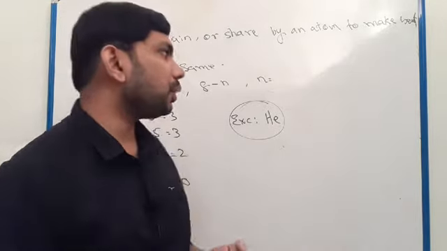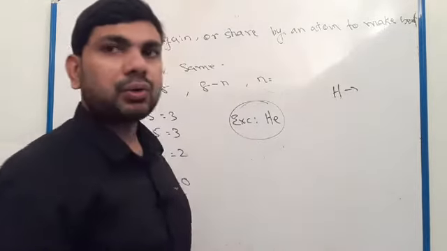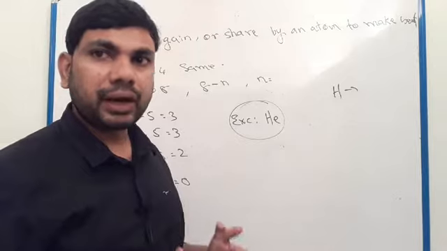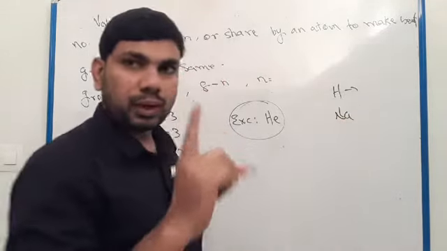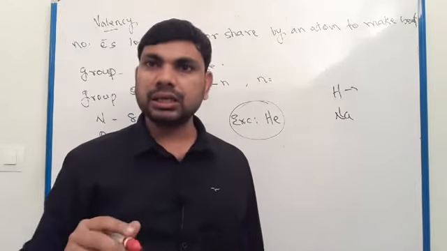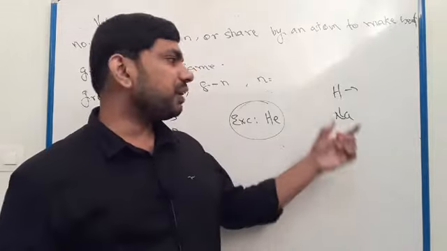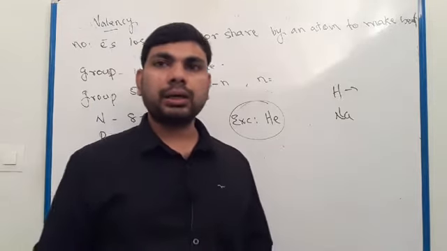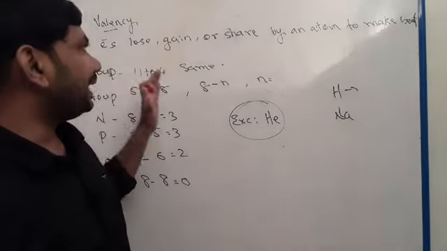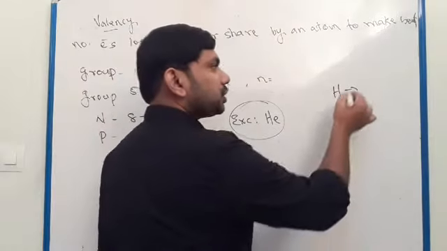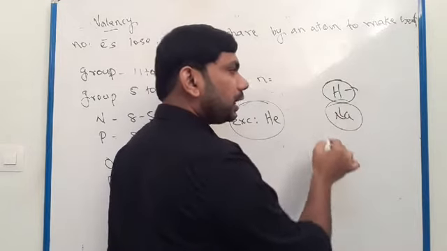For example, you know hydrogen. Hydrogen shares 1 electron to make a covalent bond. So the valency of hydrogen is 1. And for sodium, you know sodium has 1 electron in its outer shell. Sodium is a metal. It loses 1 electron to make a bond. So the valency of sodium is 1. So here lose, gain or share. Hydrogen shares 1 electron, so valency 1. Sodium loses 1 electron.